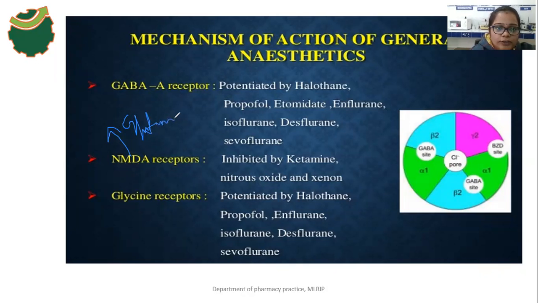Glutamate, after binding with the NMDA receptors, can show excitatory effects, meaning it causes a depolarization effect. But here, the ketamine and nitrous oxide drugs bind with NMDA receptors. N-methyl D-aspartate is an excitatory NMDA type of glutamate receptor.